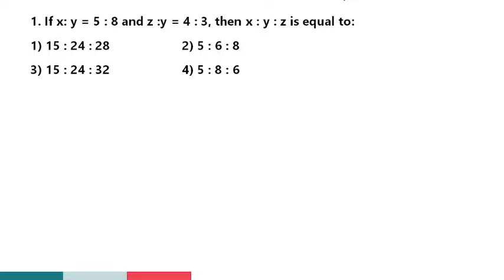Right, coming to the first problem, guys. If x is to y is equal to 5 is to 8 and z is to y is equal to 4 is to 3, then x is to y is to z is equal to what? What is the answer, guys? Anyone, please respond in chat box. x is to y, the value is how much, guys?